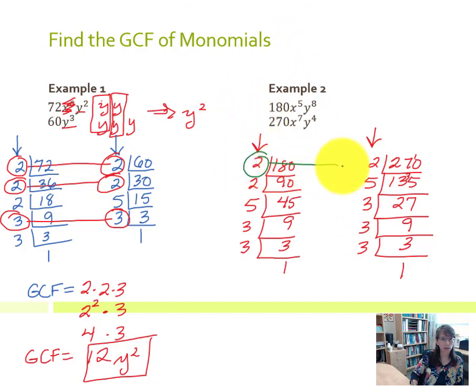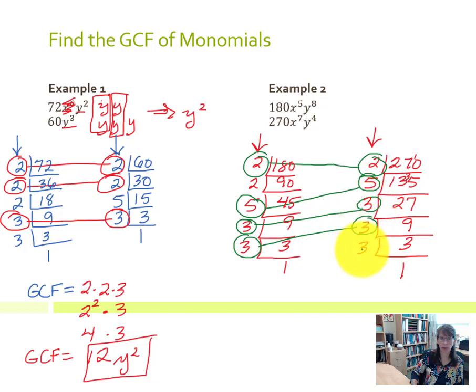Here's a pair of 2's. Do I have another pair of 2? No. Do I have a pair of 5's in common? It looks like we do. Do I have a pair of 3? And we also have another pair of 3. So notice I did not circle every 3. Only this one-to-one correspondence will create your greatest common factor.